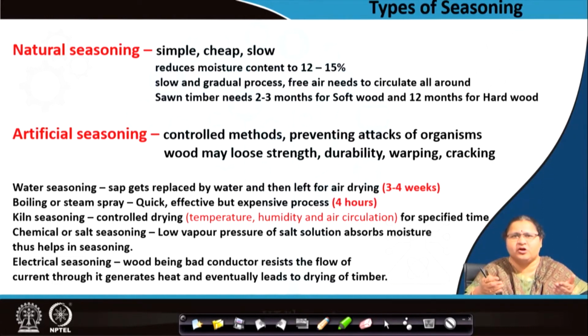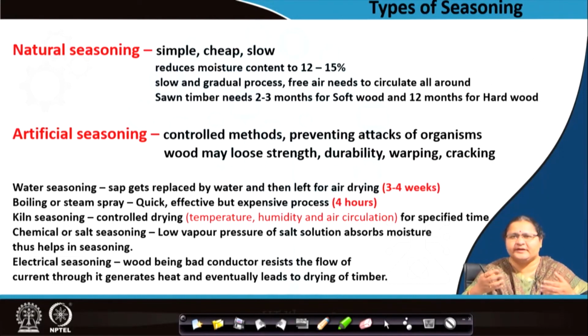So, for sapwood or softwood, it takes 2 to 3 months, but for hardwood it takes 12 months. So, this is a simple, cheap way, but a slow way. But in this process, the outer part may get more seasoned, whereas the inner part may be full of sap, or moisture content, again.